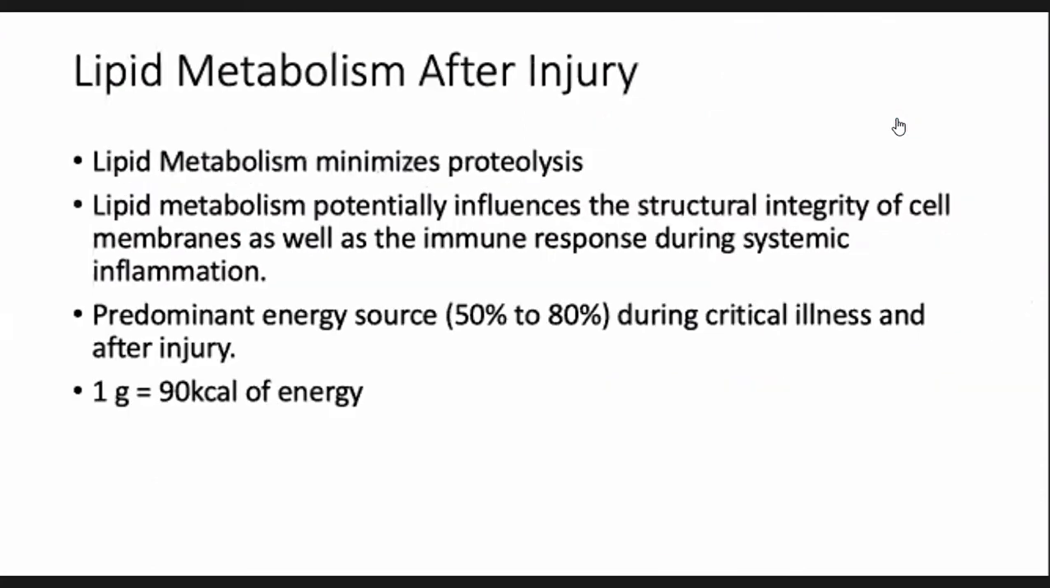Next is lipid metabolism after injury. Lipid metabolism minimizes proteolysis, and lipids influence the structural integrity of cell membranes as well as immune response during systemic inflammation. They become the predominant energy source during critical illness and after injury, and 1 gram of lipid can provide the body with 90 kilocalories of energy.